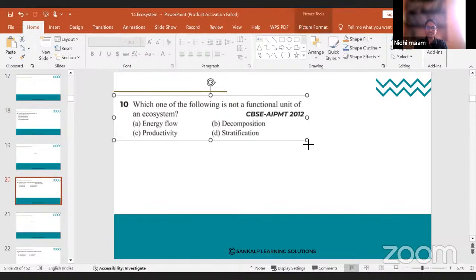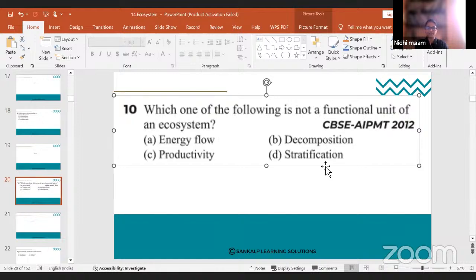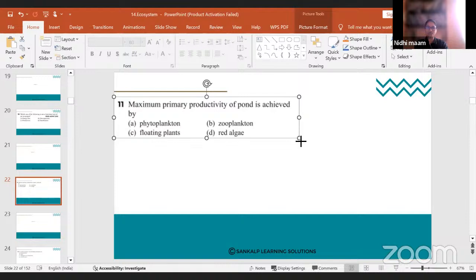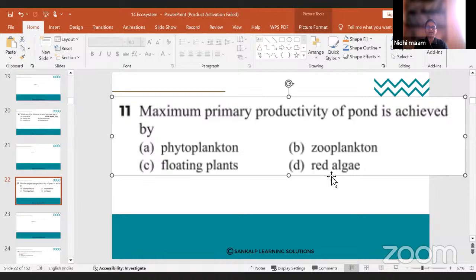Which one of the following is not a functional unit of an ecosystem? A is energy flow, B is decomposition, C is productivity, D is stratification. Akash, Aishu, Tasmiya Banu, Dhanush HJ, Shabina, Sheikh, Kavya H, Sushmita, Jyoti, Vishwa, Pavitra. Ranjita, okay. Answer is option D, stratification. Next question: maximum primary productivity of a pond is achieved by A. phytoplankton, B. zooplankton, C. floating plants, D. red algae.